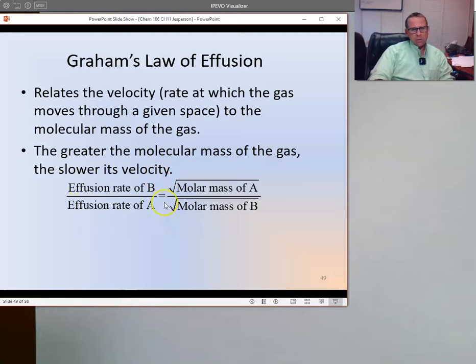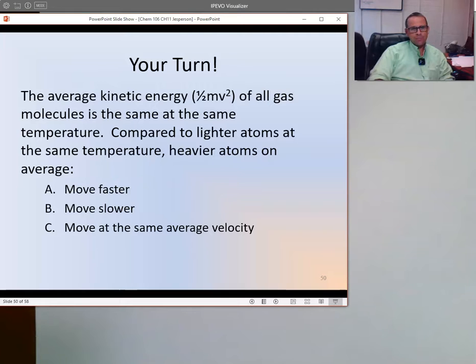And here is this relationship. The effusion rate of gas B over the effusion rate of gas A will be equal to the square root of the ratio of molar mass A over B. And you saw how we derived that, right? That comes from the kinetic energy of those materials.